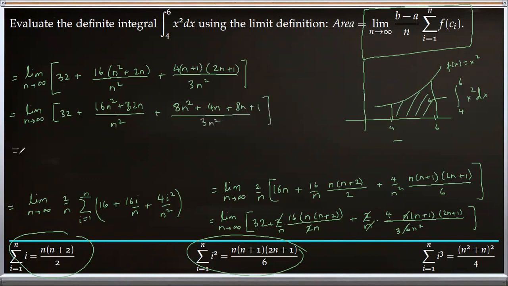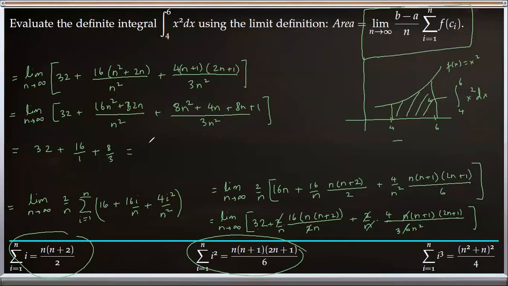Okay. Finally, we can do the limit. As n goes to infinity, 32 is 32 plus, as n goes to infinity, since we have n squared and n squared on the top and in the denominator, we can just consider the coefficients. So 16 over 1 will be the second limit. Plus, as n goes to infinity, we have 8 over 3 as the third limit. So this is the area. Now we just need to add these 3 terms.